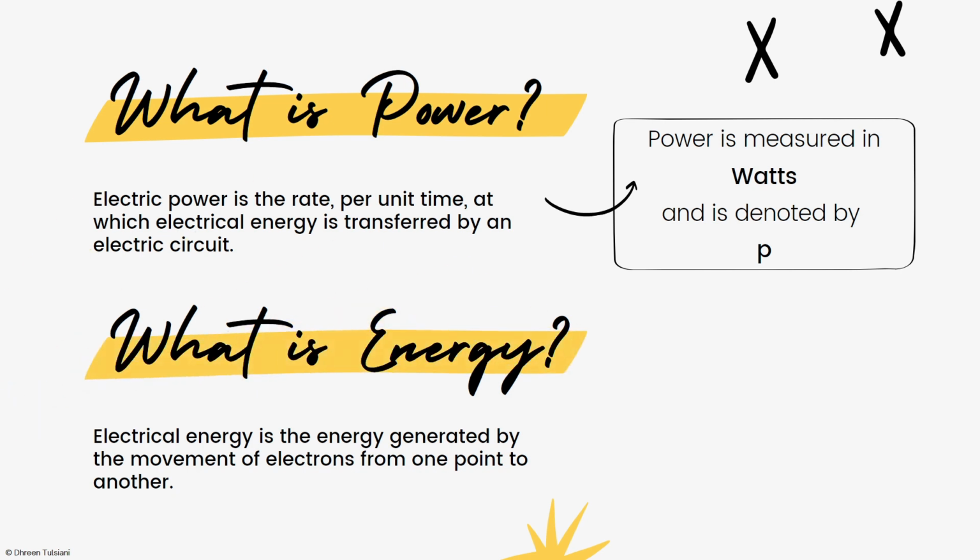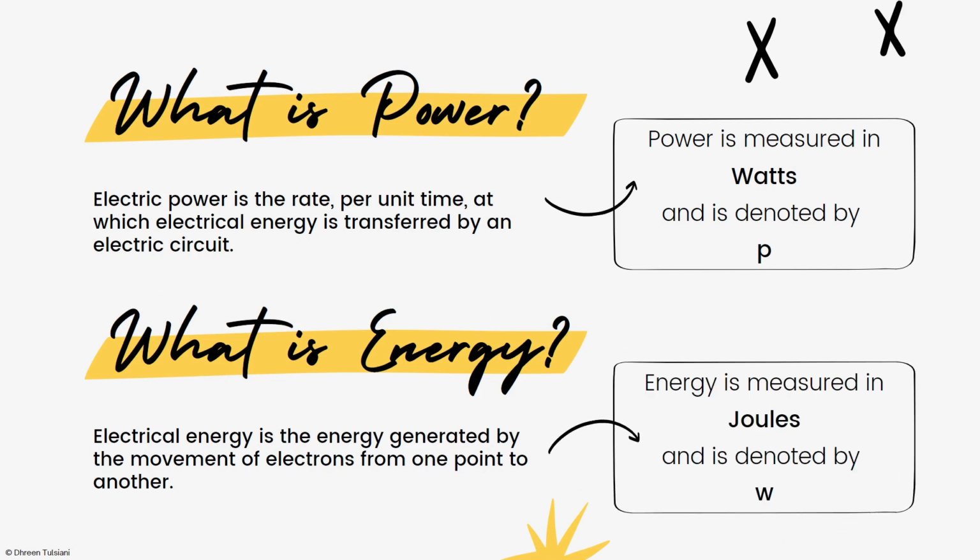What is energy? Electrical energy is the energy generated by the movement of electrons from one point to another. So energy causes the electrons to move, and this results in electric current. For example, energy stored in a battery is transferred to the circuit as the battery is used. Energy is measured in joules and is denoted by W.